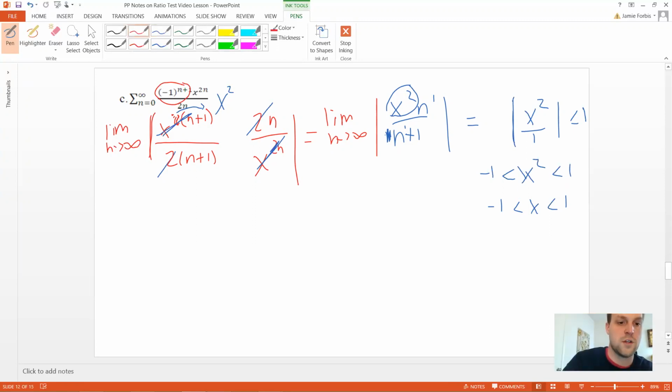So I'm going to say, all right, we're going to check whenever x is equal to, I'll start off with 1. Okay. That's going to be the summation n equals 0 to infinity of -1 to the n plus 1. Instead of x, we got 1 to the 2n all over.